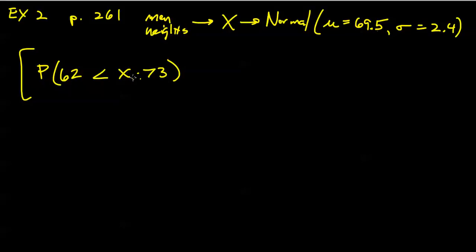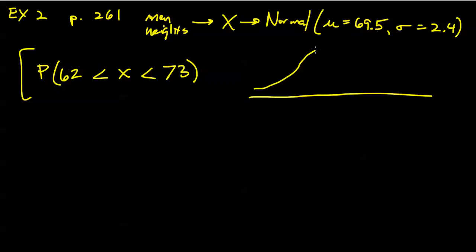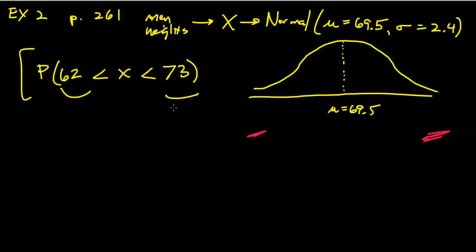Whoops, I forgot an inequality symbol there. Hang on a minute. Redo that. Okay. 62 and 73. Pictorially, we are in a bell-shaped curve. Some men are tall, some men are short, most men's heights fall within a neighborhood of 69.5 inches or 5 feet 9.5 inches. Alright, we want the probability that a randomly selected man is between these two limits, 62 and 73 inches.